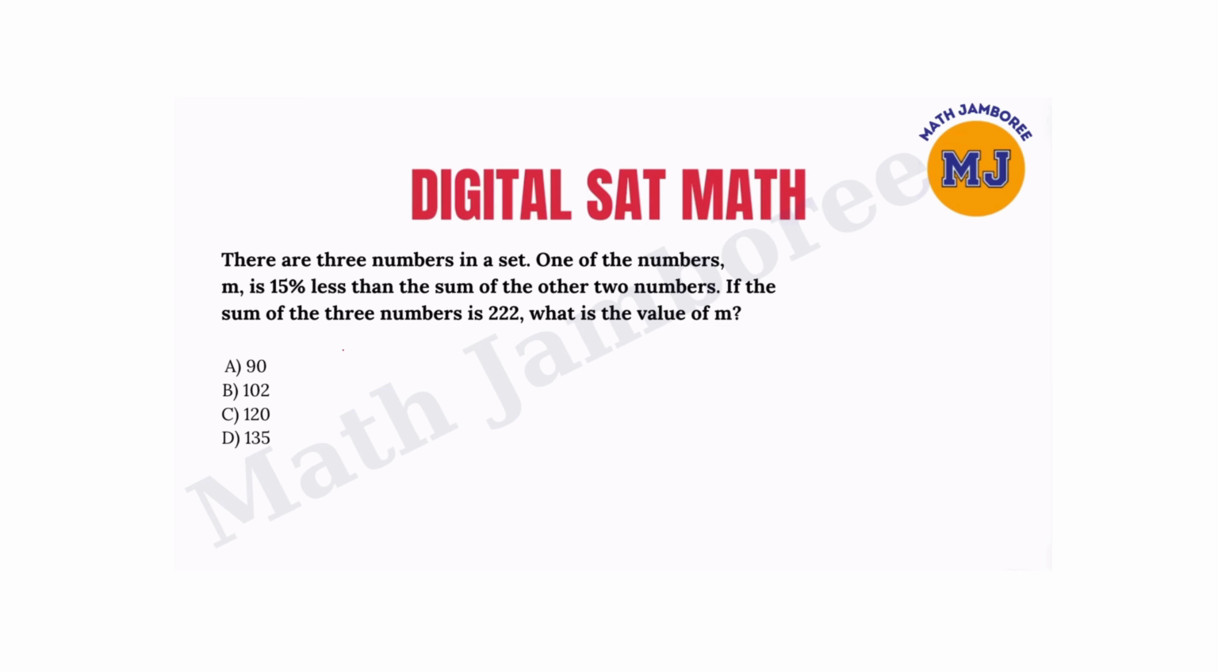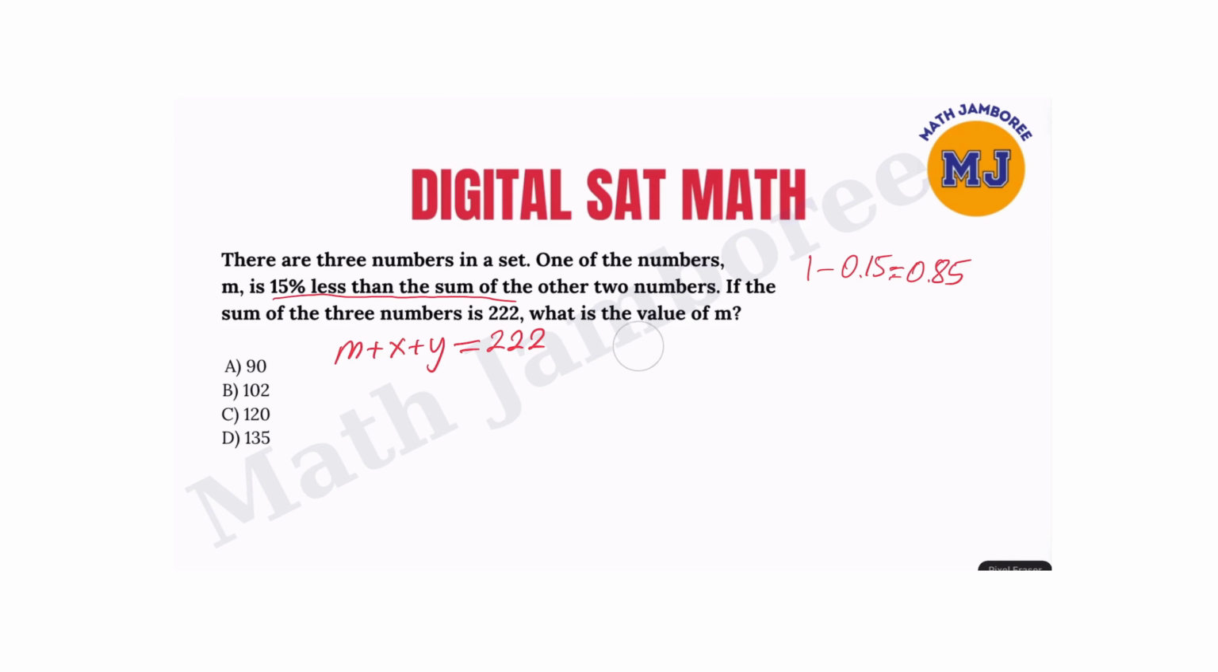To solve this question, we will need to set up the equation. Let's say m, x, and y for the variables, and the sum is 222. There is also another piece of information given in the problem. m is 15% less than the sum of the other two numbers, which means that if you take away 15% from one whole, 1 minus 0.15, that gives you 0.85. Please keep that in mind.